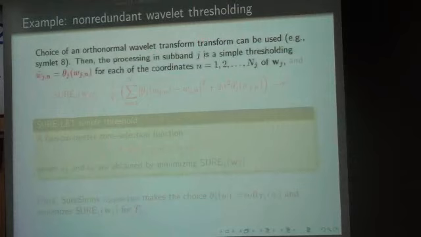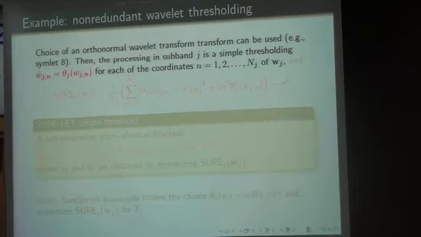Okay, just an example first with a non-redundant wavelet transform, which will put us close to what David Donoho did more than 10 years ago. So assume that you are going to do some kind of simple pointwise thresholding of the wavelet coefficients, so one thresholding for each wavelet subband.